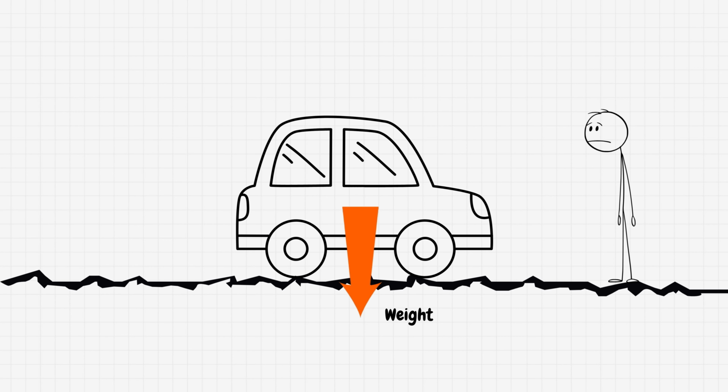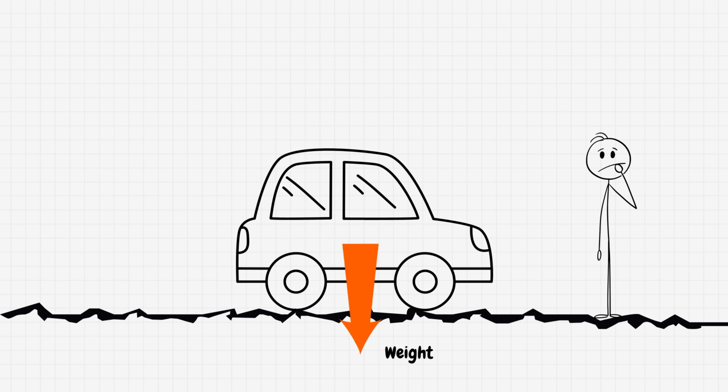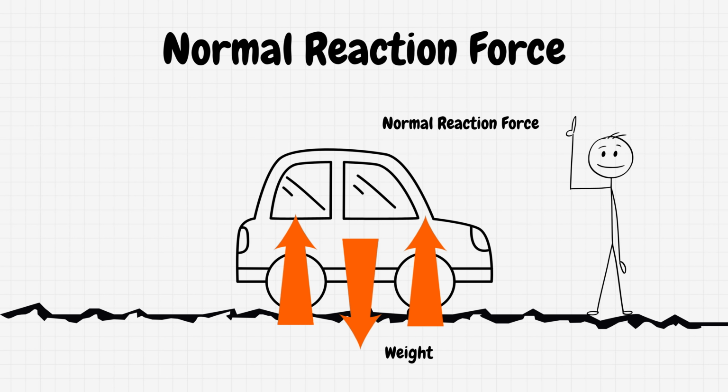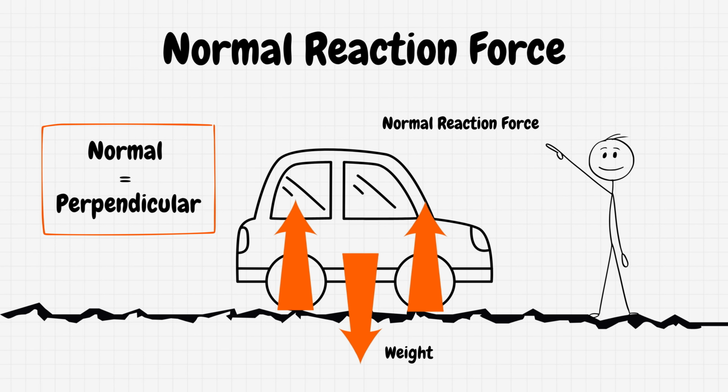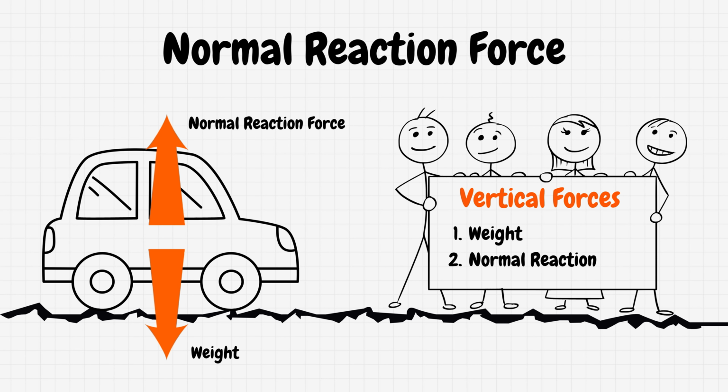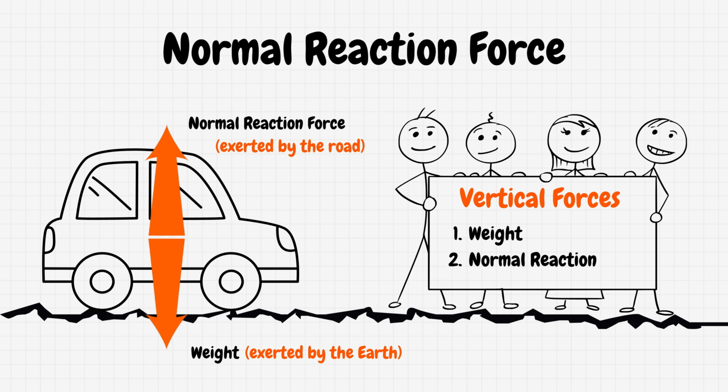But if gravity is always pulling down, why doesn't the car sink into the road? That's because the road pushes the car upward with a force called the normal reaction force. Normal here means perpendicular to the surface. This upward force balances the car's weight on flat ground. So vertically, two forces act on the car: weight, pulling down due to the Earth's gravity, and normal reaction force, pushing up from the road.